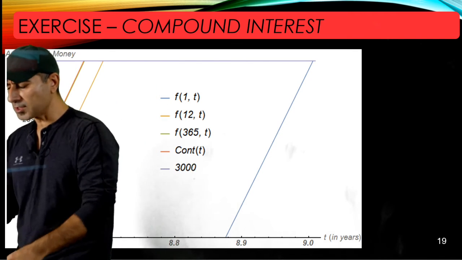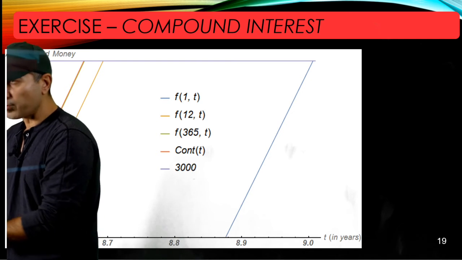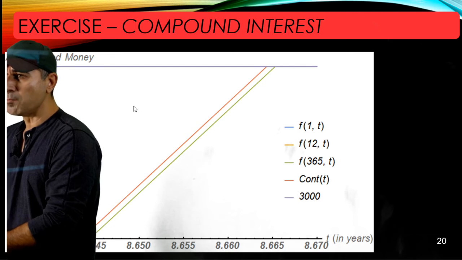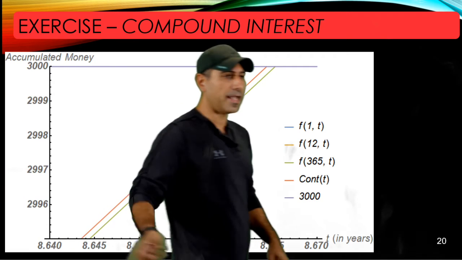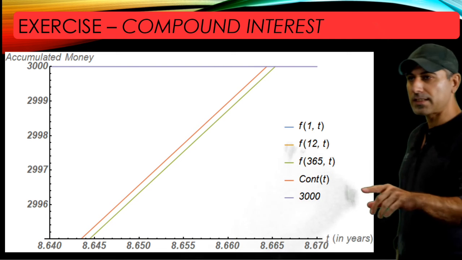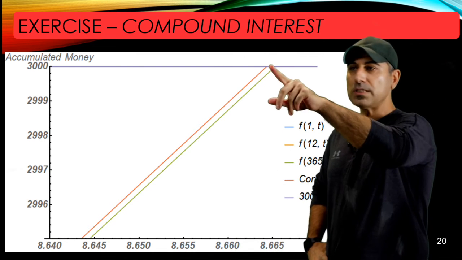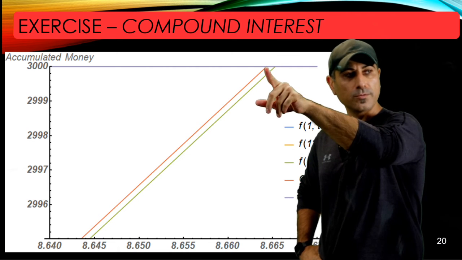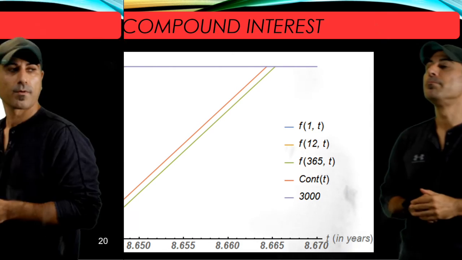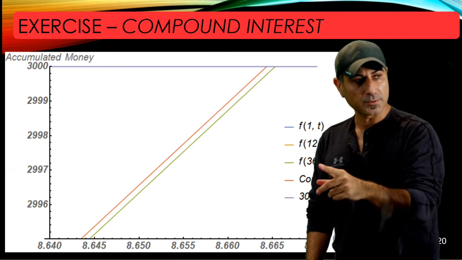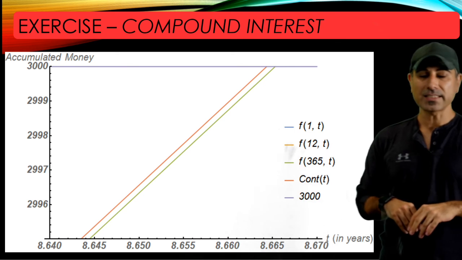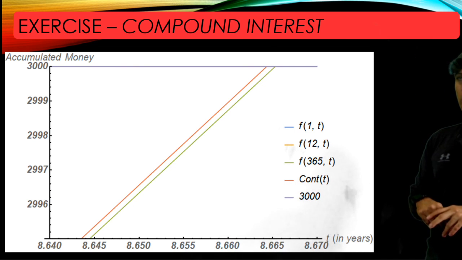To see the difference between these two cases explicitly, I wanted to zoom in more. As you see, my x-min and x-max are totally different. The red one is the continuous one, and if you do continuous compounding, you reach $3,000 in the shortest time. The green one corresponds to the daily compounding. It takes slightly longer to double your money that way.